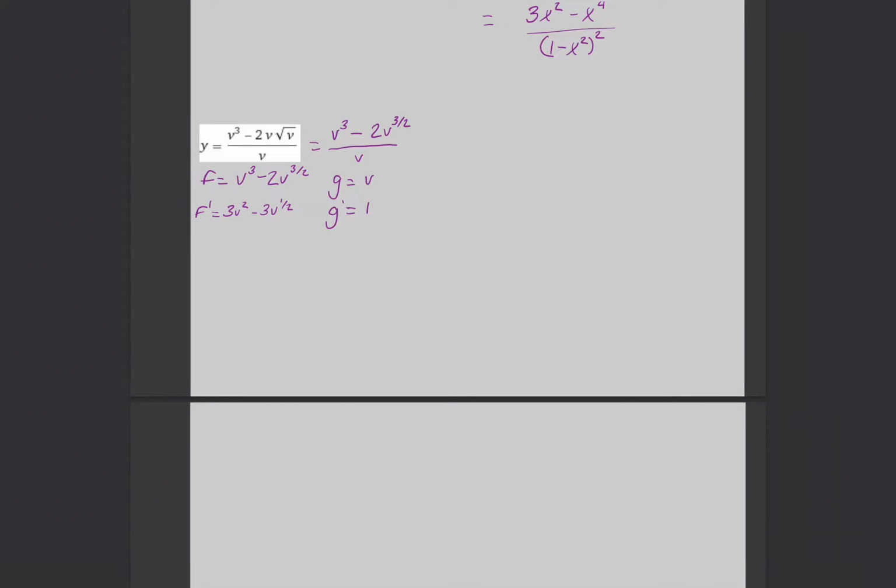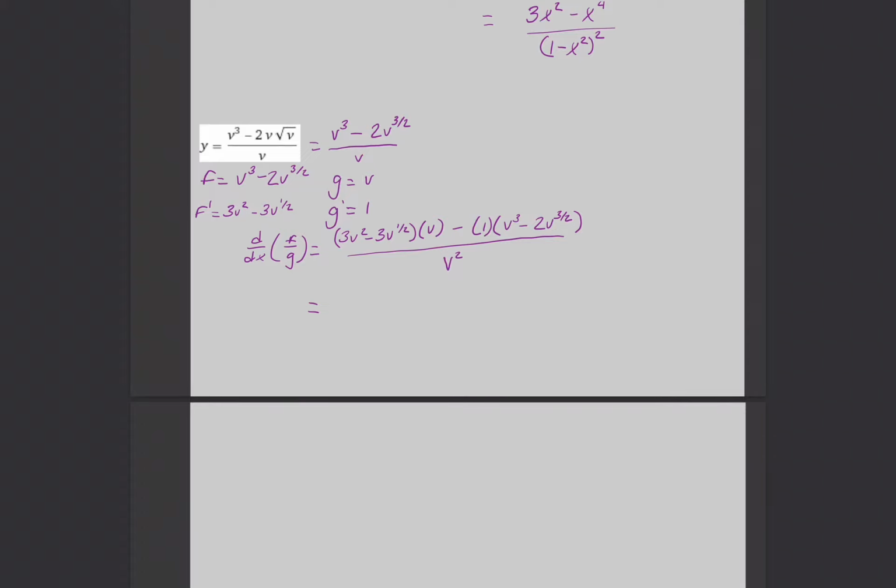Now we can plug into the formula. So d dx of f divided by g is equal to f prime g, so 3v squared minus 3v to the 1 half, that's our f prime, times g, which is v, minus g prime f, so 1 times v cubed minus 2v to the 3 halves, all divided by g squared, which will be v squared.